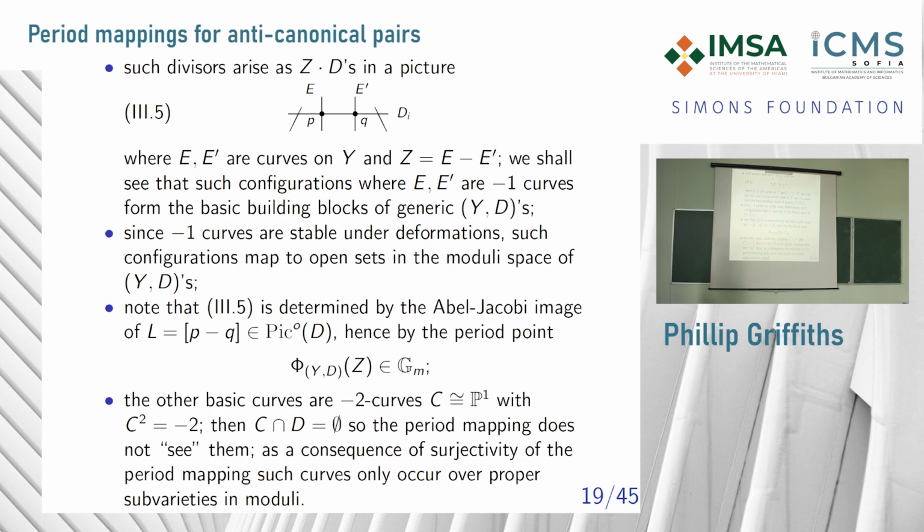The Abel-Jacobi image of this is determined by this cross ratio, and these are the basic curves that we will be constructing, just differences of -1 curves. So where do these things come from? If you have a singularity, contract the cusp to a point, suppose you can smooth it. Nearby, there will be vanishing cycles. Those are homology classes of self-intersection -2. They're two spheres constructed by Picard and Lefschetz many, many years ago.